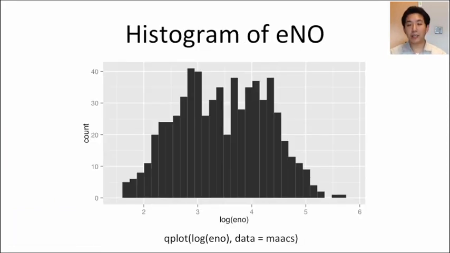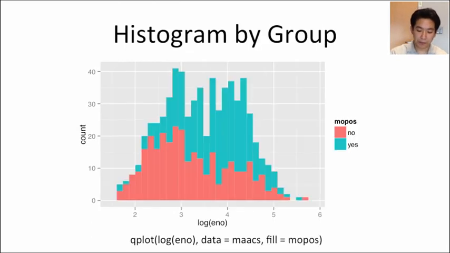So here's a basic histogram of exhaled nitric oxide. This is the log of exhaled nitric oxide, and you can see it has an interesting shape. It looks like there's 2 peaks, or maybe even 3 peaks as you go across the histogram. At the bottom of the plot here, I've got the code that makes this histogram, in case you're wondering how you make it. And so I use the qplot function to make the histogram.